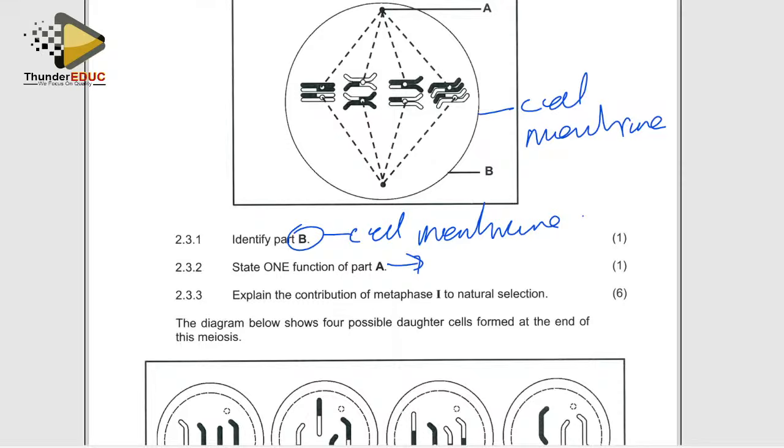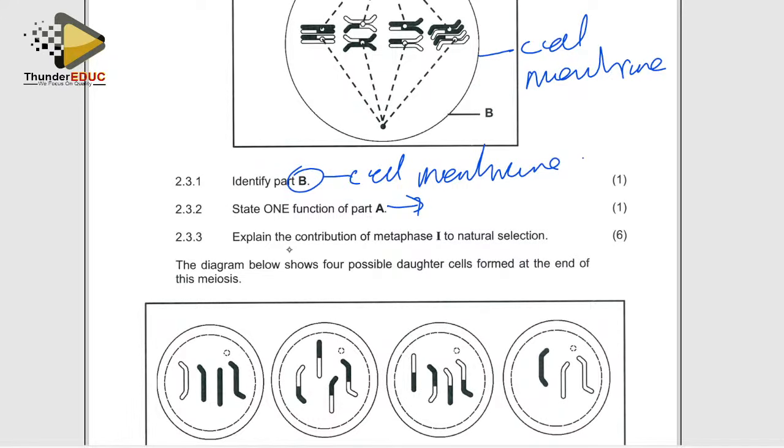Explain the contribution of metaphase one in natural selection. In this case, they are looking at how metaphase one helps bring about variation. Remember, variation is what helps us to survive in the what? In the environment. So how is that going to help us bring about variation? Yes, that's what they are trying to ask.